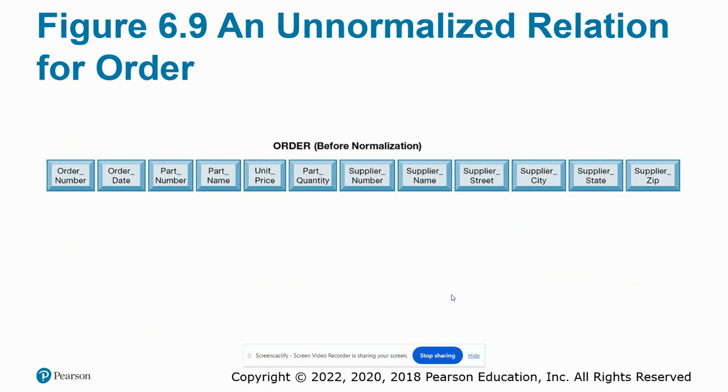An unnormalized relation contains repeating groups. For example, there can be many parts and suppliers for each order. There is only a one-to-one correspondence between order number and order date.